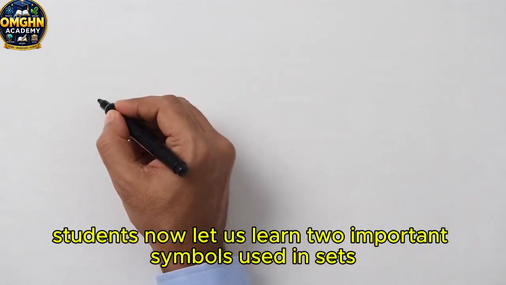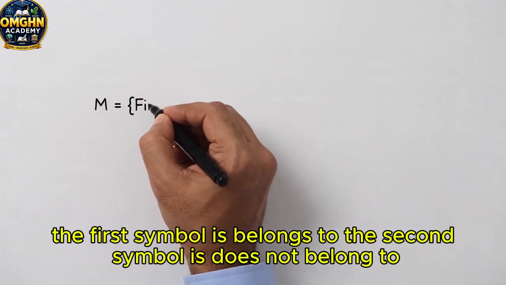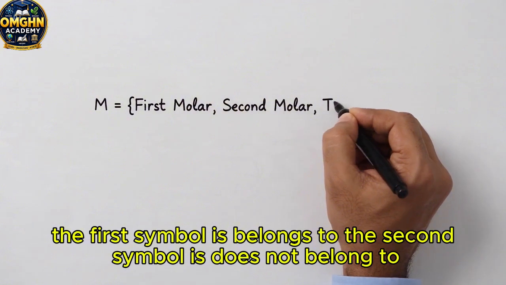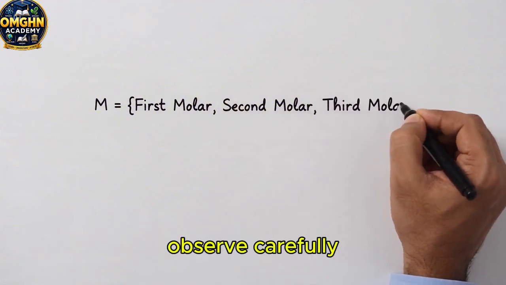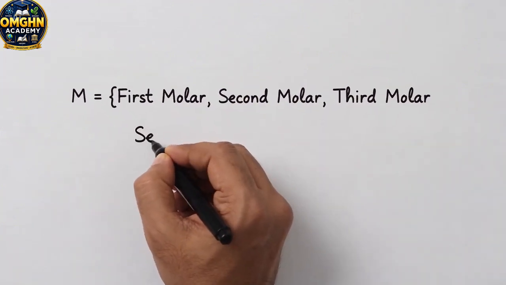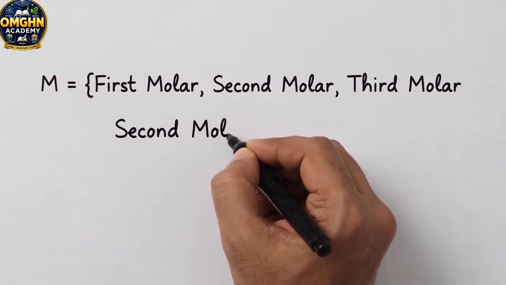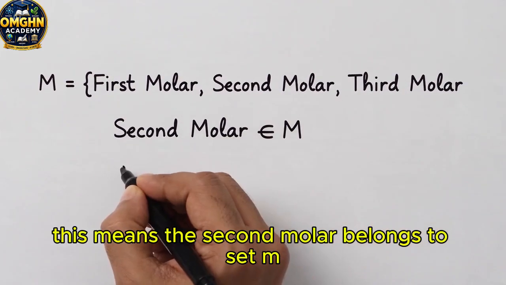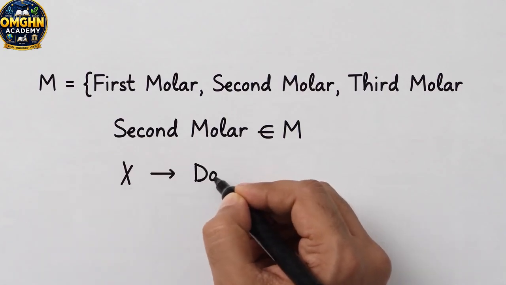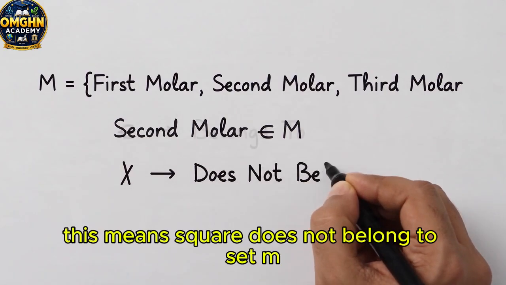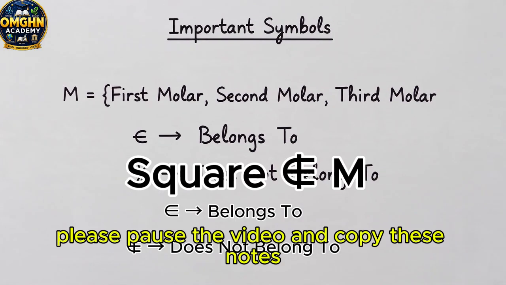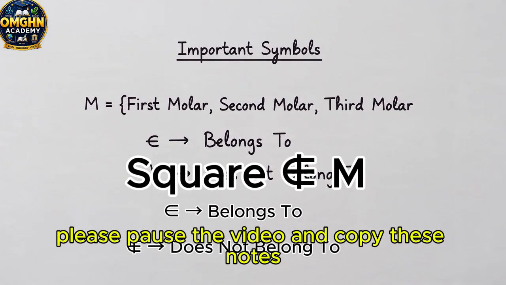Students, now let us learn two important symbols used in sets. The first symbol is belongs to. The second symbol is does not belong to. Observe carefully. This means 2 belongs to set M. This means square does not belong to set M. Please pause the video and copy these notes.